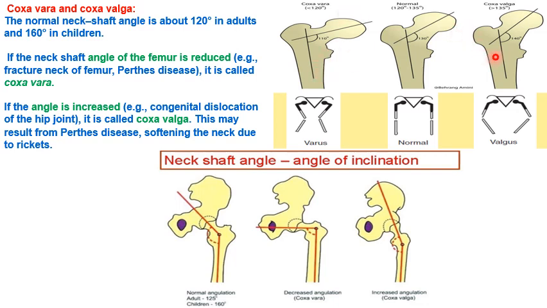And then when the angle is increased to more than 120 degrees, it increases to about 140 degrees, which can be due to congenital dislocation of the joint. That is, when the buttress part of the acetabulum is not developed, that can give rise to congenital dislocation of the hip joint, we said, and can also be due to Perthes disease and due to rickets, where the softening of the neck of the femur can happen.